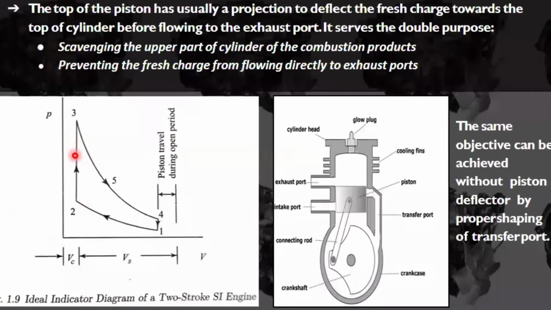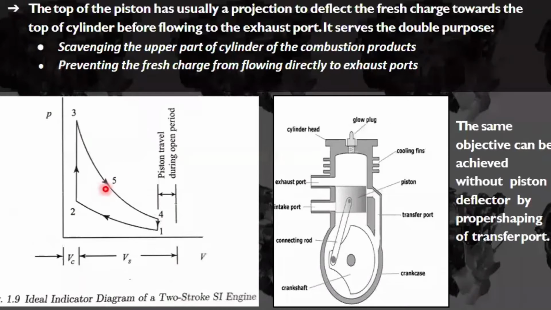And what is 2 to 3? At a constant volume, since it is an SI engine, combustion happens at constant volume. That means we are adding heat. And what is 3 to 4? During the process 3 to 4, the power is done. So the expanded gases are going to push the piston downwards.